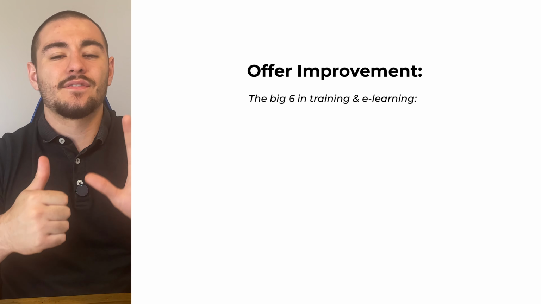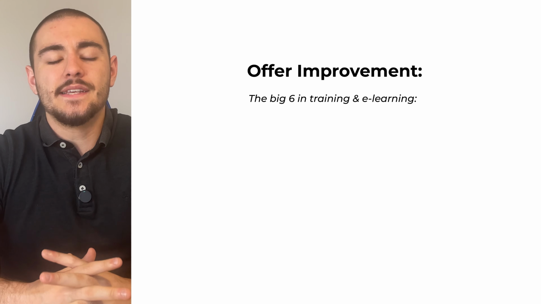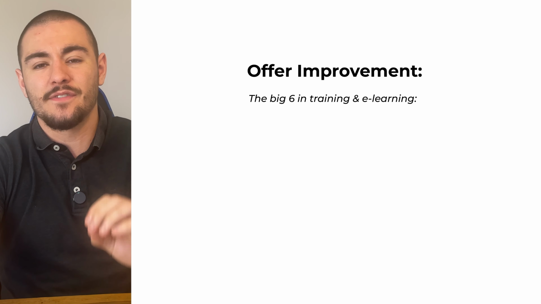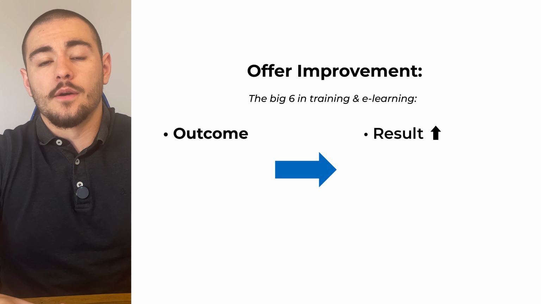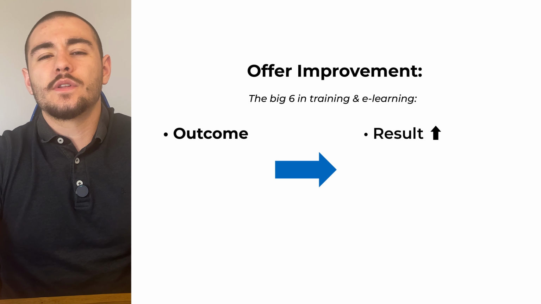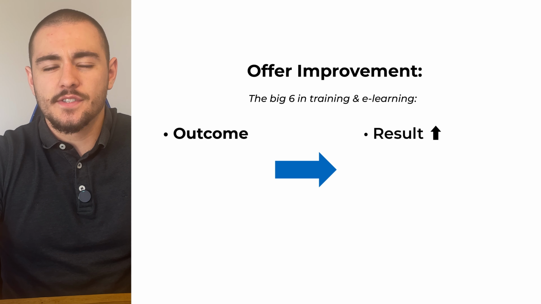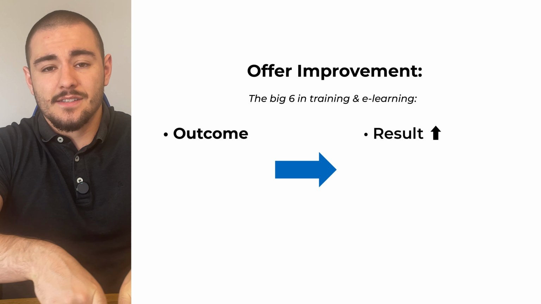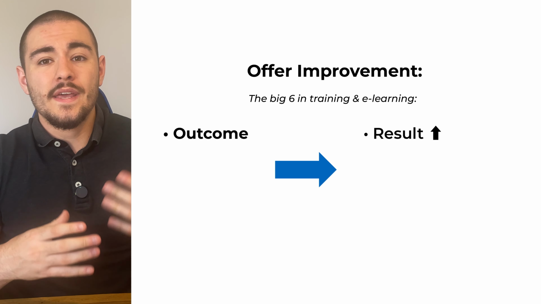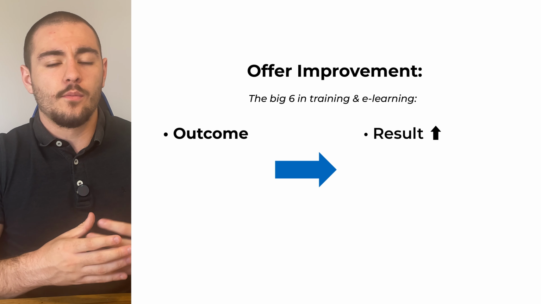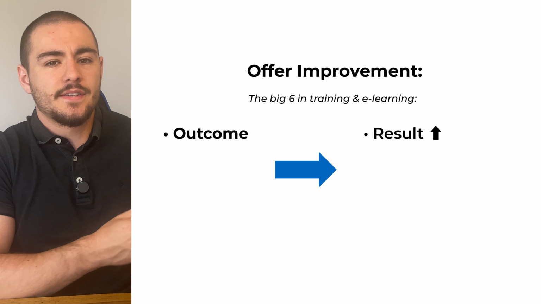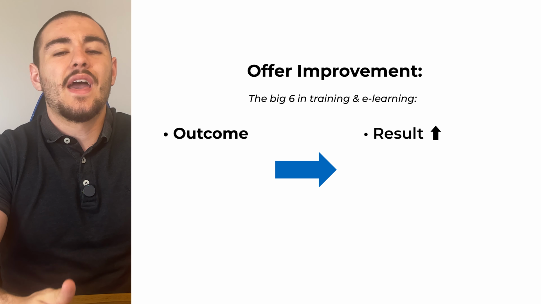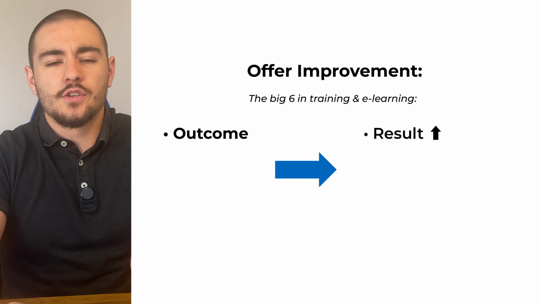So I have 6 things that are very easy to improve the offer, again, for training and e-learning companies specifically. So the first one is the outcome. So what are you actually promising? What is the result that you're giving? Because if all your advertising is the course itself, so we have a course, or we have a program, or we are an education company on this subject, that's great. That's your inner product. But what is the end result that your potential customer is trying to achieve?